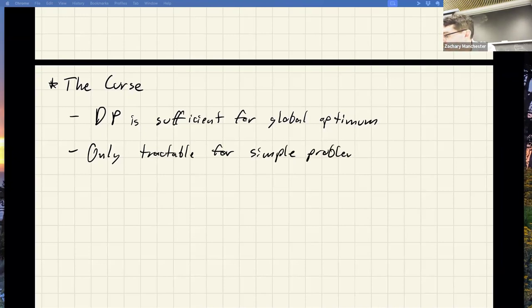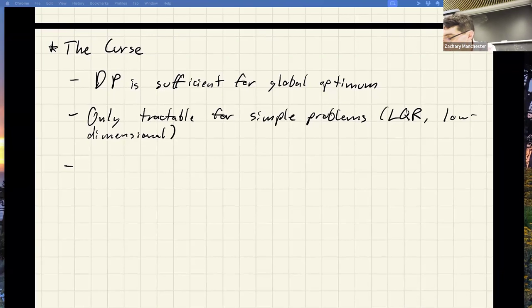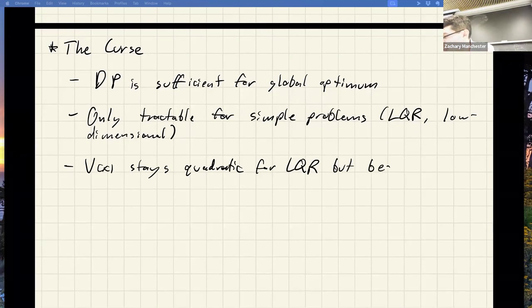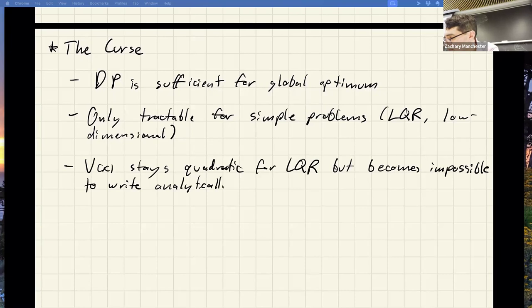So, we could do it for LQR and we could do it for low dimensional problems. The core reason is that V stays quadratic for LQR. But it basically becomes impossible to write down even for relatively benign seeming nonlinear problems.